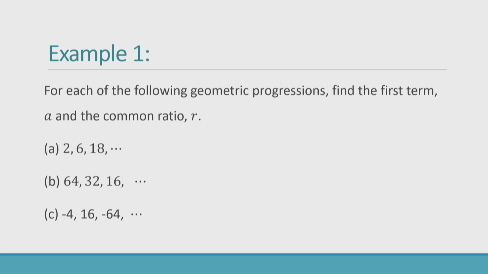Let us have a look at the first example. For each of the following geometric progressions, find the first term A and the common ratio R.